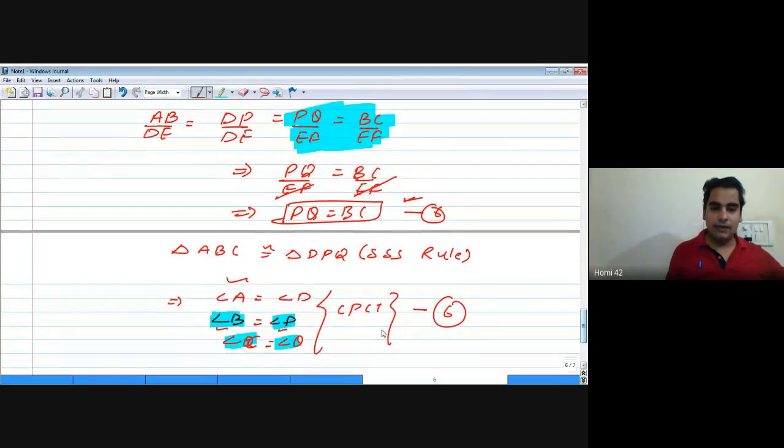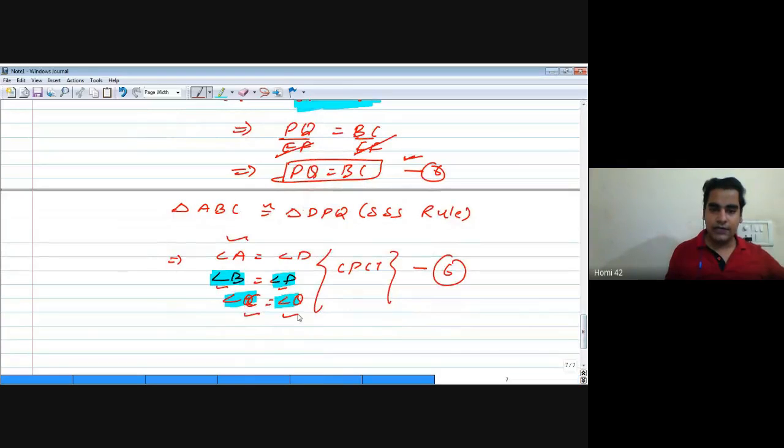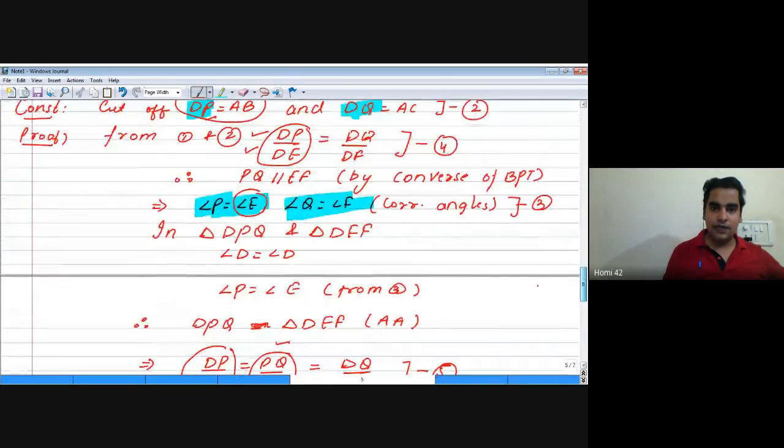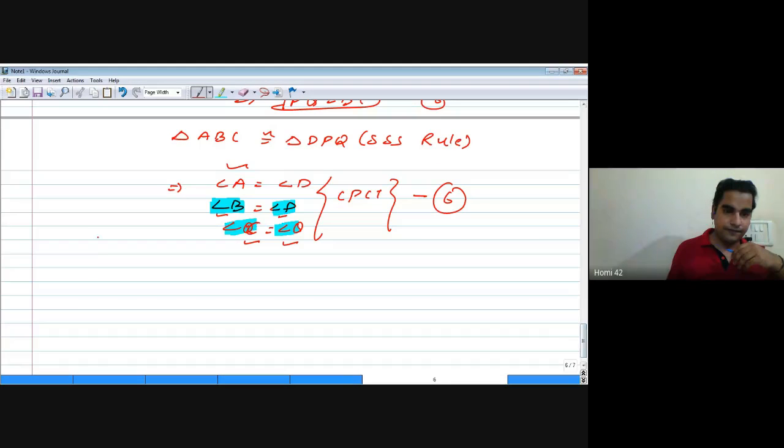The same is going to happen here. Angle C is equal to angle Q and angle Q is given equal to angle F. So we can say angle C is equal to angle F, right? So from 3 and 6, what do we have?